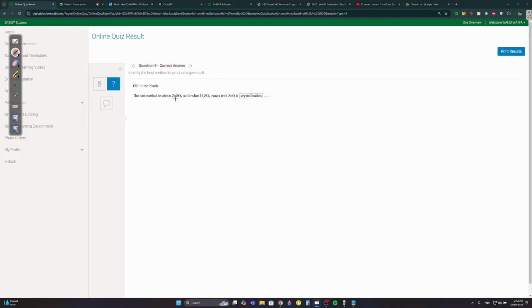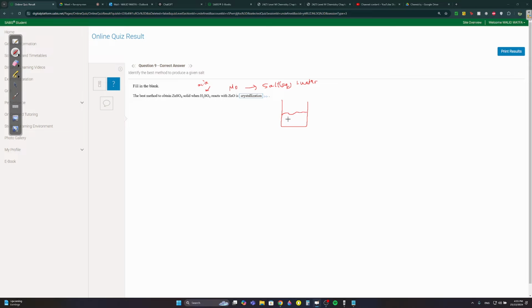The best method to obtain ZnSO4 when H2SO4 reacts with ZnO is what? Okay, let's see. When you react an acid with a metal oxide, what do you get? You get salt and water. For those who don't know, the salt is aqueous, meaning it's dissolved in the water.